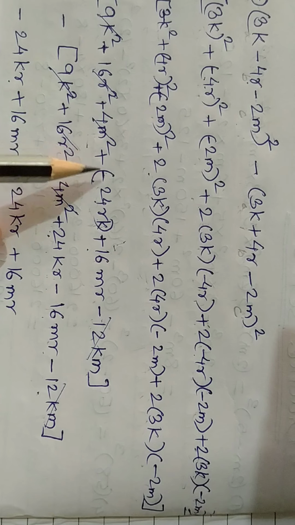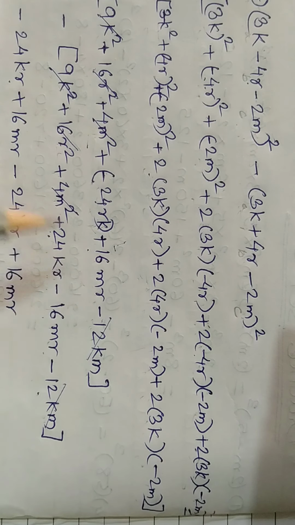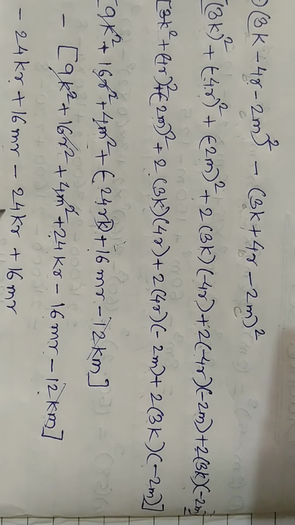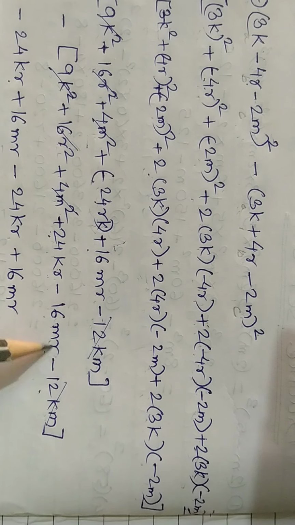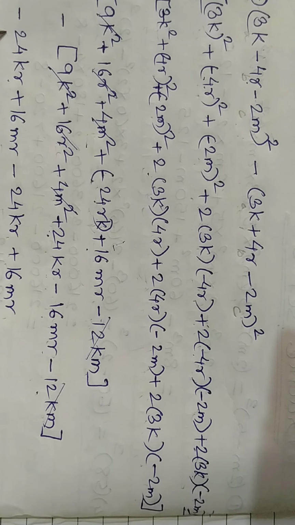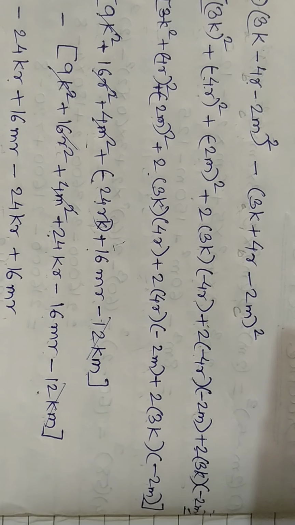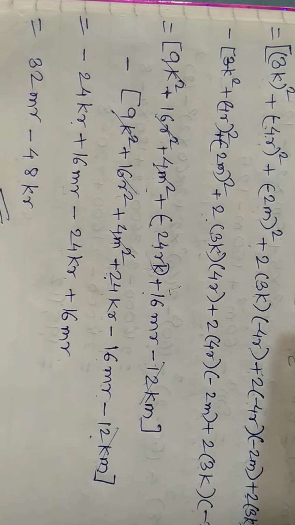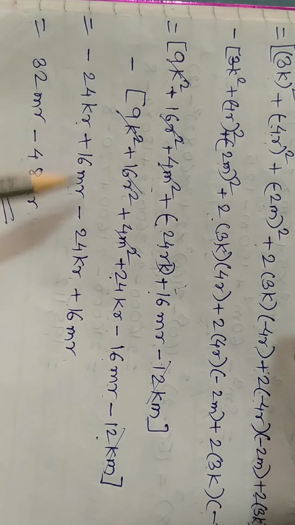Then the remaining terms, see: −24kr, then +16mr, from the second bracket −24kr, and after changing the sign this is plus 16mr. Now solve the similar terms: −24 −24, 48kr, this is minus, so we have taken it later. 16mr plus 16mr, 32mr, minus 48kr, this is your final answer. See, we have added these two terms, 32mr − 48kr, that is your final answer.